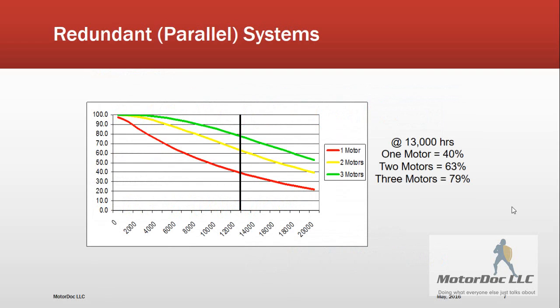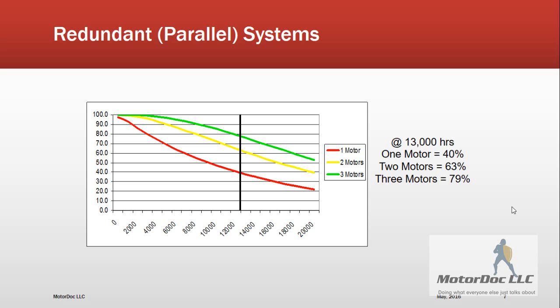When you have redundant systems, as they are added, the reliability improves but never reaches 100%. Using the graph above, at 13,000 hours, the survival of the system is approximately 40% for one motor, 63% for two motors in parallel, and 79% for three motors in parallel. As you will note, the reliability does not double for each parallel system. This means that for critical systems, even if they are in parallel, they must be considered critical in the RCM and FMEA process.